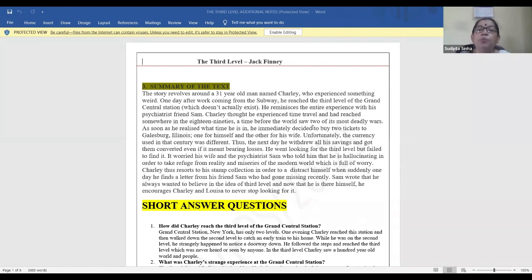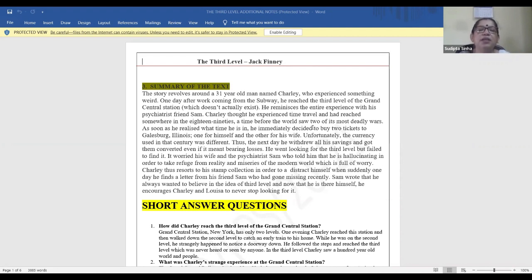One day after work, coming from the subway, he reached the third level of the Grand Central Station, which doesn't actually exist. He reminisces the entire experience with his psychiatrist friend Sam. Charlie thought he experienced time travel and had reached somewhere in the 1890s, a time before the world saw two of its most deadly wars, that is World War I and II.